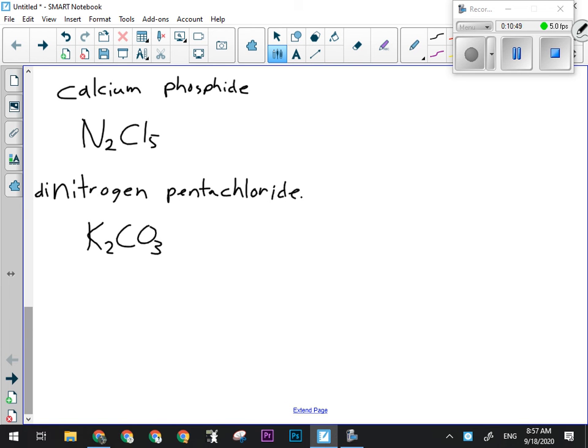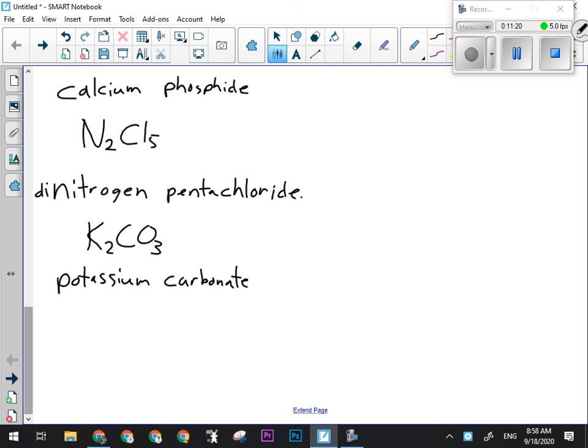K stands for potassium. Okay, and what's CO3? Carbonate. Right. Okay, how did I know that I had a polyatomic ion that I needed to look for? Because both of the letters were capitalized. Okay, both of the letters were capitalized, indicating that I had how many elements? 2. Okay, and in the whole compound I had 3.